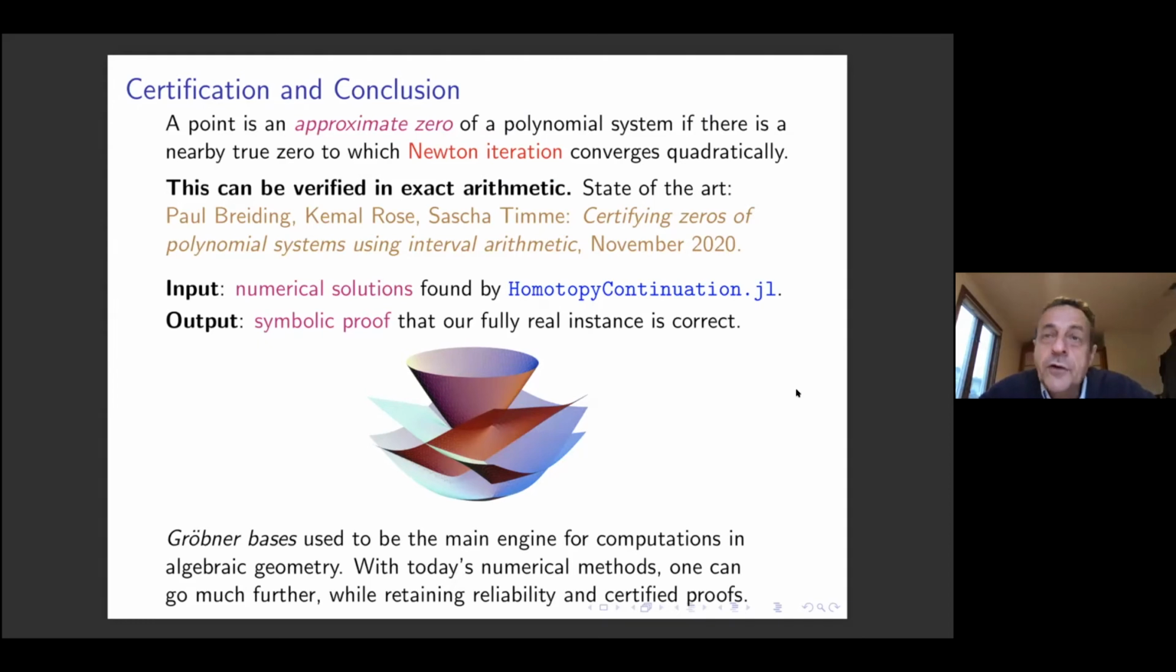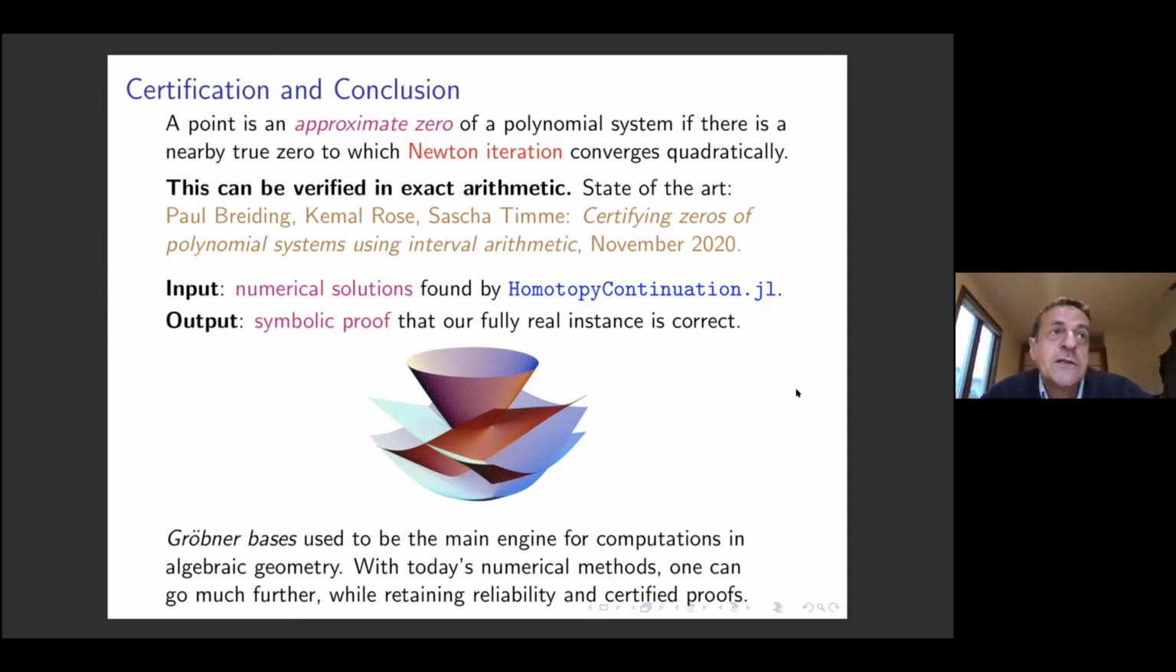Well, then you have your problem, you type it in, you hit a button, you wait a minute, you wait an hour, you wait a day, and it just doesn't terminate on your instance. So this is not a fault of Gröbner bases, it's simply that you're asking a symbolic question that is too hard. With today's numerical methods, one can go much further. One can solve larger instances of polynomial systems while retaining, and that's very important, reliability and certified proofs.